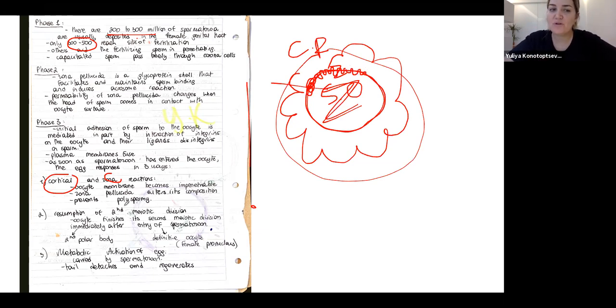Why? To prevent polyspermy. We do not want other spermatozoa to get in. We already got our spermatozoa, right? So we already have the zygote, so everything is great. So we don't need it. So you're going to see that definitely this happens, that zona pellucida changes itself. It has some kind of conformational reaction.